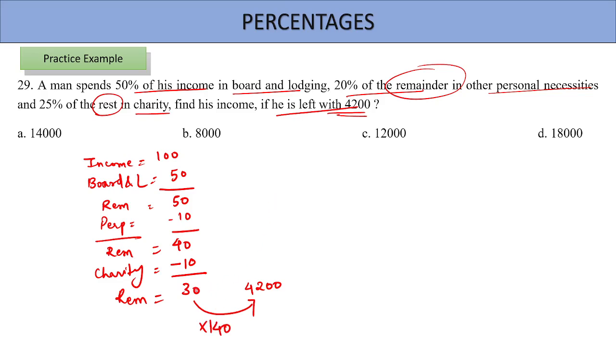So if I am multiplying the remaining by 140, I will multiply my original or initial income 100 also with 140, which is 14,000. Option A is the correct answer.